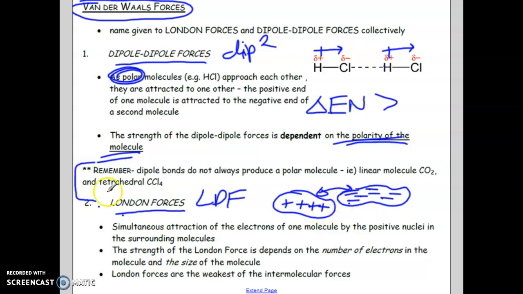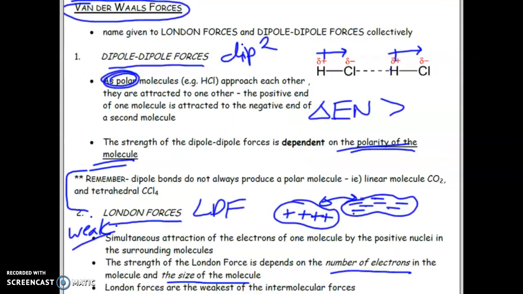First of all, this is very weak. So of all the ones we're going to discuss, London dispersion is the weakest, but it can be stronger, of course, depending on the number of electrons and the size of the molecule. So if you have large numbers of protons and electrons, you're going to have larger LDF forces. I don't believe I discussed that any further, but let's take a look at something, right?